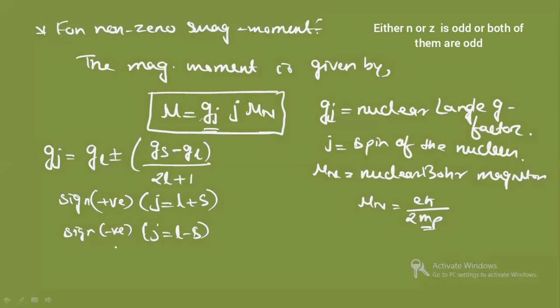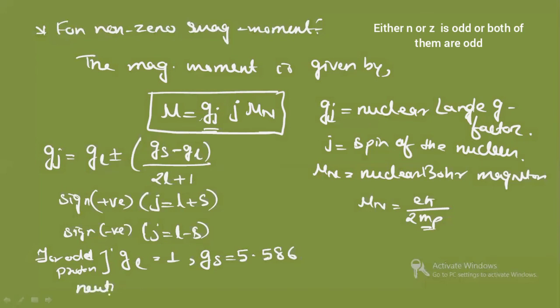And the last important thing is the value of G_L. If the proton is odd, then G_L is 1 and G_S is 5.586. If the neutron is odd, then G_L equals 0 and G_S equals minus 3.826. This is what you need to remember.